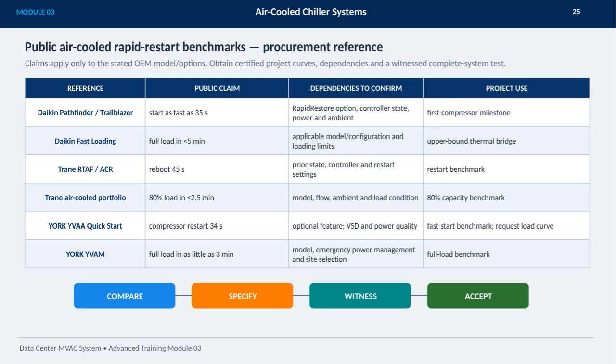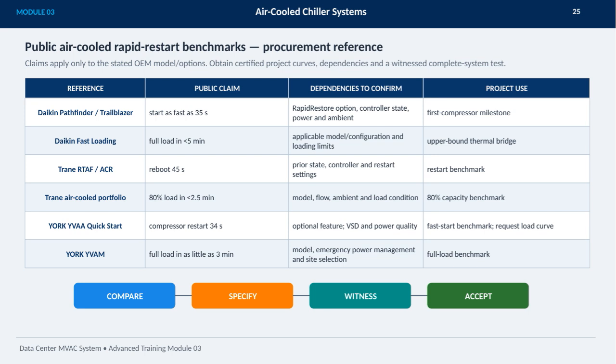Trane's RTF and ACR models reboot in about 45 seconds, with performance influenced by prior system state, controller, and restart settings. Their system can reach 80% load in less than 2.5 minutes, again depending on model specifics, flow, ambient, and load conditions. York's YVA model can restart compressors as quickly as 34 seconds when equipped with an optional feature, considering the variable speed drive and power quality.